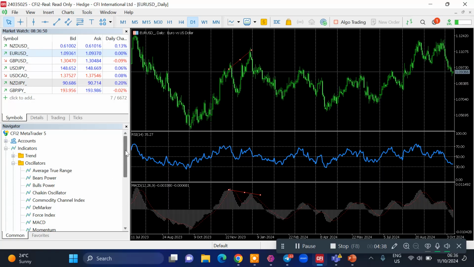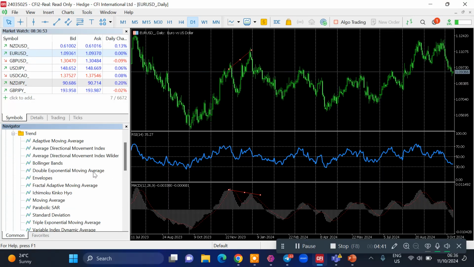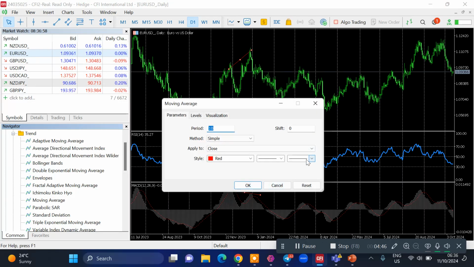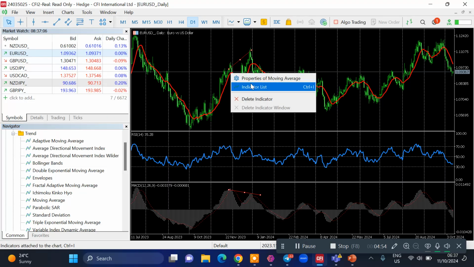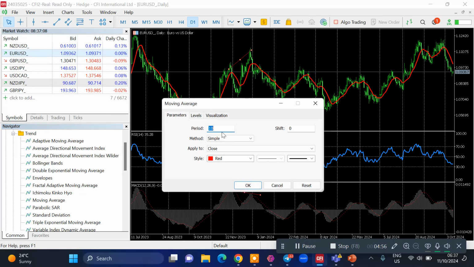Then we have another popular one, the moving average. The moving average is, just like the name implies, an average that is moving. You will see it here, you see that the average is moving. You can choose to select the properties and add, for example, 200 period. When you add 200 period, it will calculate the average for 200 candles. So whether you are using the daily or the 1 hour time frame, if you put 200 period, it will show you the average for 200 candles.